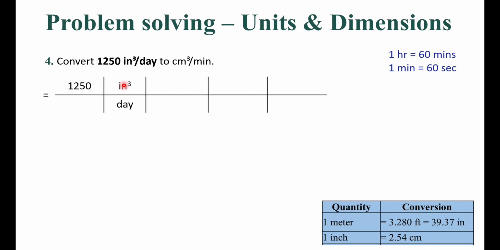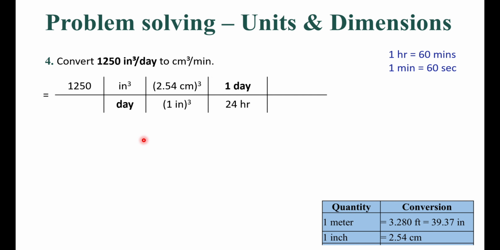So 1 inch is equal to 2.54 centimeter. By the way, the inch is cubed here, so I have to cube the centimeter also. Since inch is in the numerator, I have to keep the inch in the denominator. So I can fill like this. 1 inch is equal to 2.54 centimeter. I have to cube this because I have cube here. 1 inch cube in the denominator, 2.54 centimeter cube in the numerator.